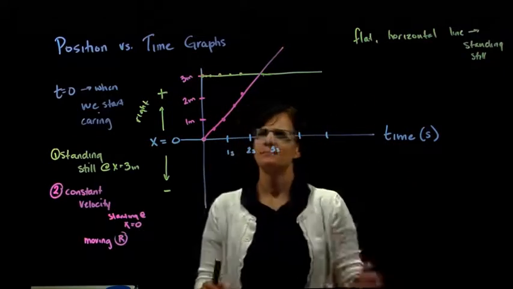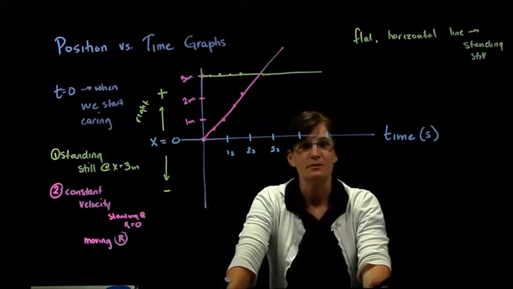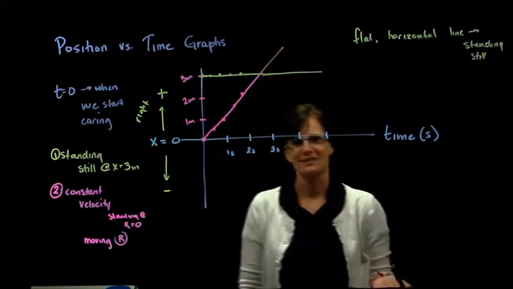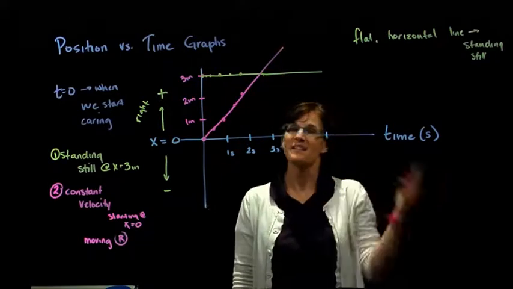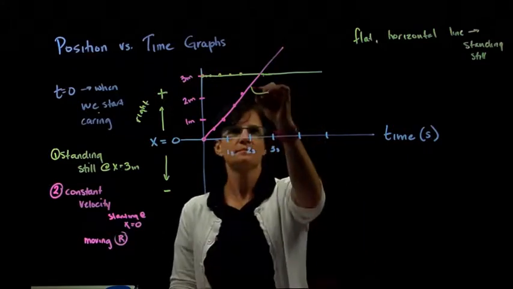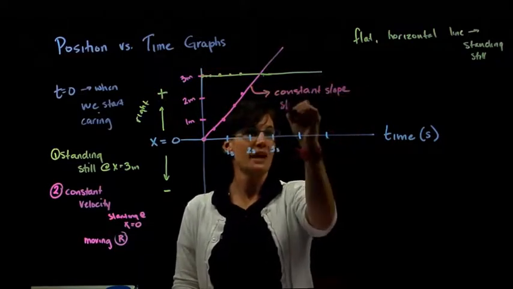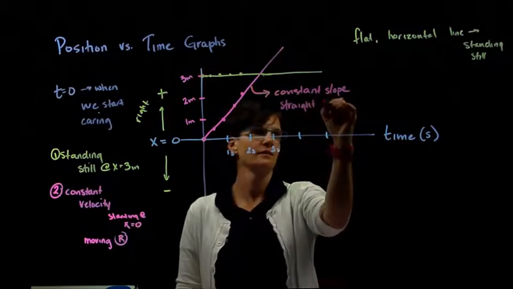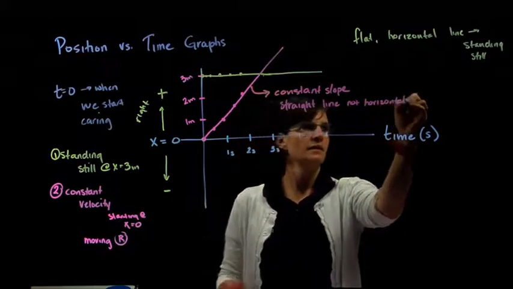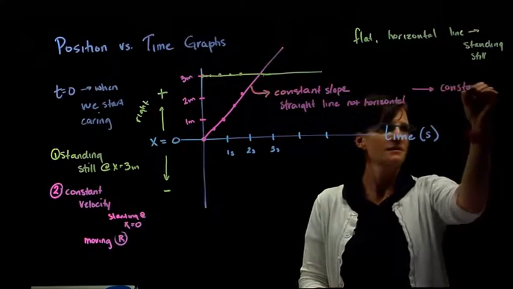in time. And this sounds very similar to when we learned about graphing, in terms of a slope. How does the y-axis change in terms of the x-axis? If it changes the same amount in the same amount of time, we have a constant slope. So a constant slope, or a straight line that is not horizontal, this represents constant velocity.